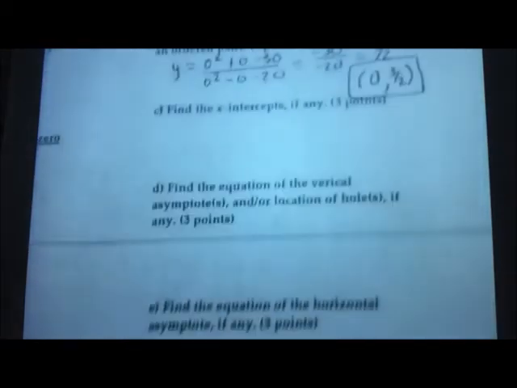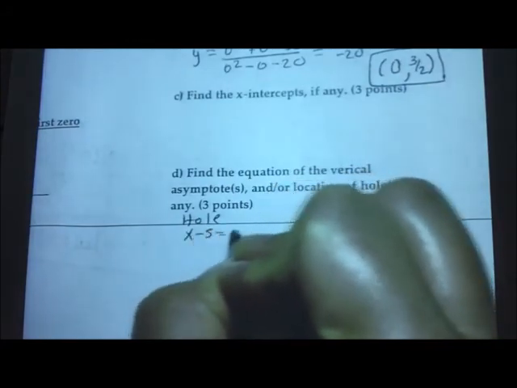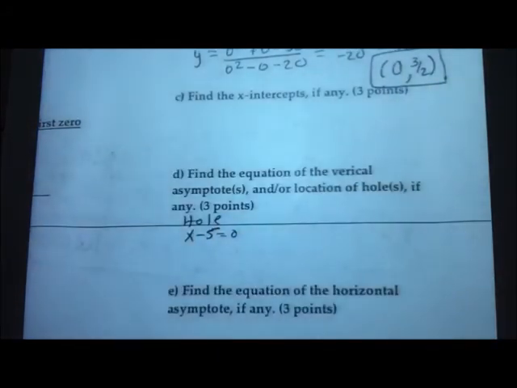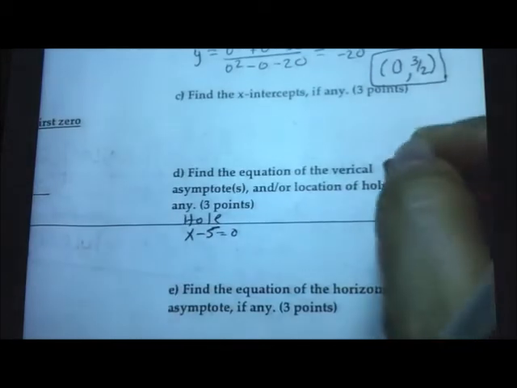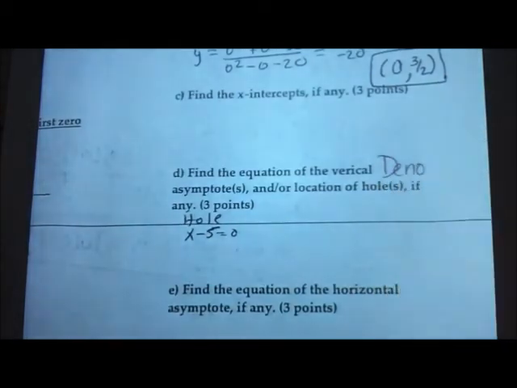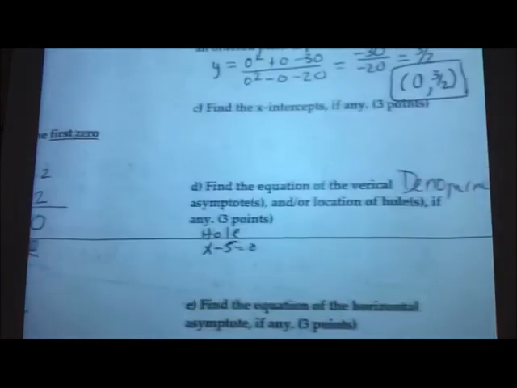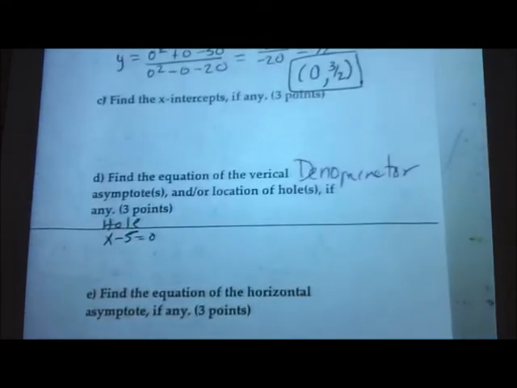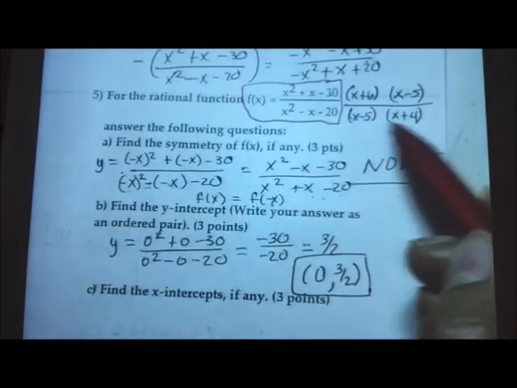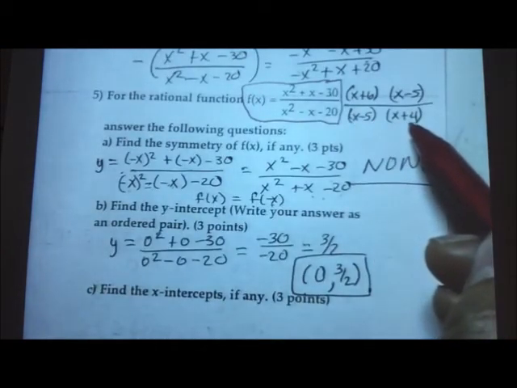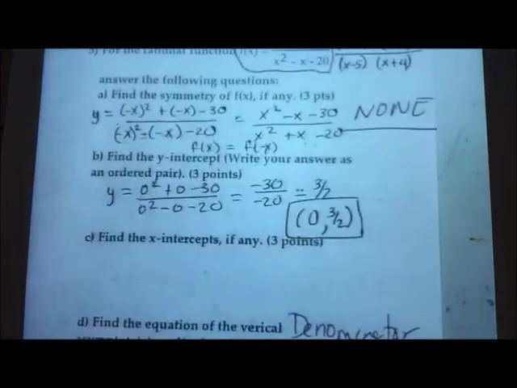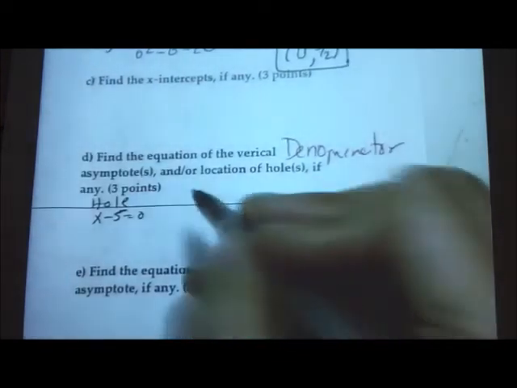Yes. My hole is going to be x minus 5 is equal to 0. My vertical asymptote comes from the denominator. You need to know that. It comes from the denominator. So if my hole is x minus 5, what does that make my x plus 4? My denominator.